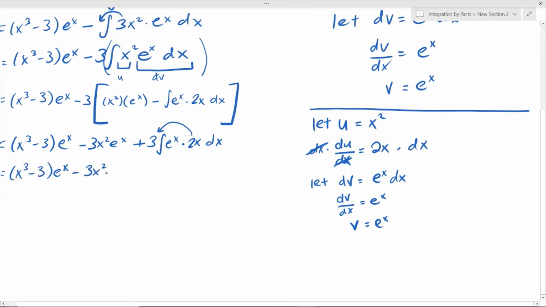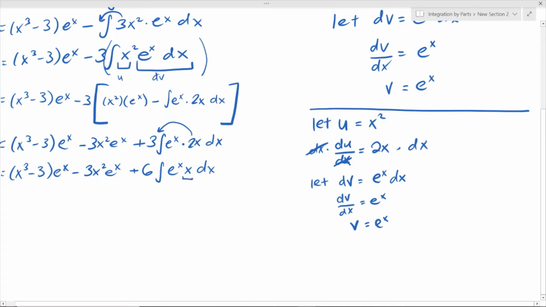So copying all this, taking the 2 out, 2 times 3 is going to be 6. So it's going to be 6 here, and then times the integral of e to the exponent of x times x dx, like that. So now we have this, okay? We can use integration by parts for a third time.